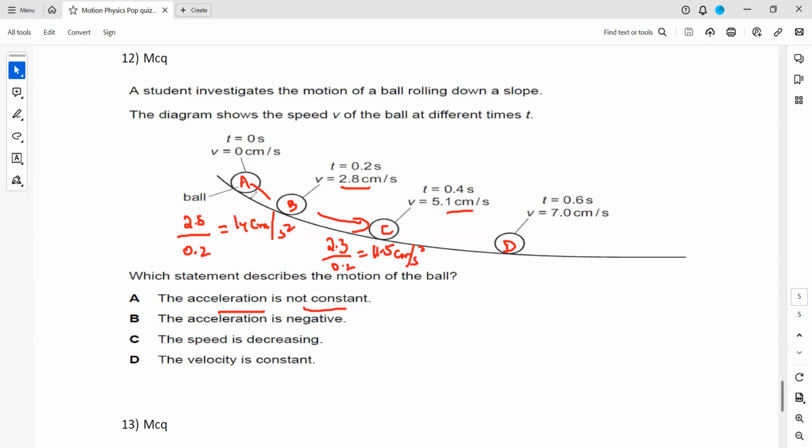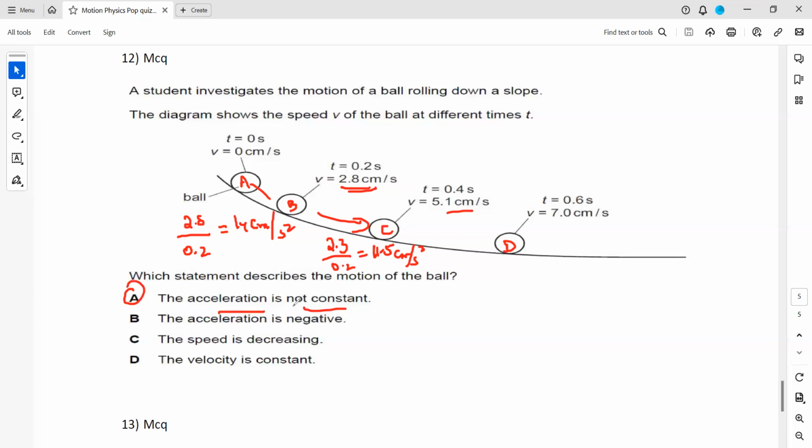If acceleration was constant, I wouldn't even have to calculate, I could just check. If the first value is 0, the second is 2.8, the third value should also increase by 2.8. Then the fourth value should also increase by 2.8. If the acceleration was constant, then we should have the same change in the speed. But acceleration is not constant. That's why A is the right answer.